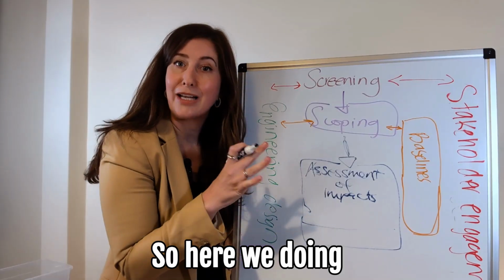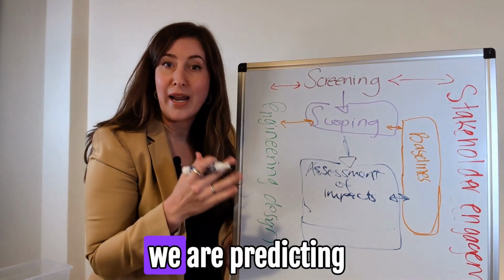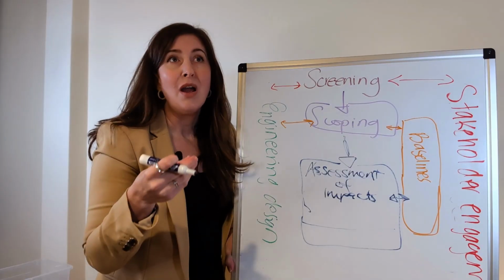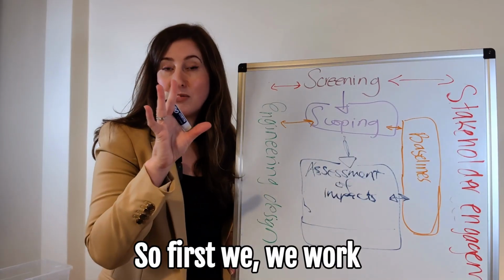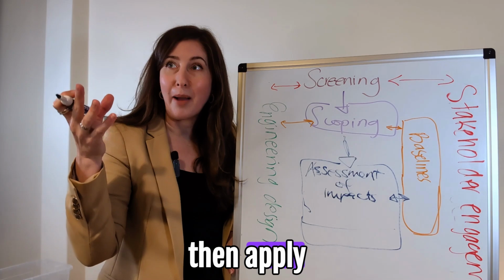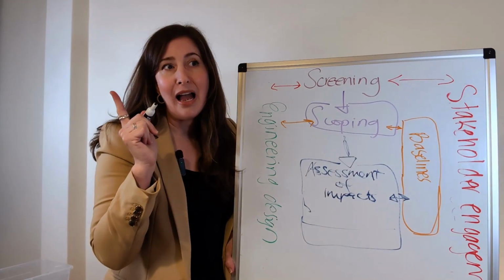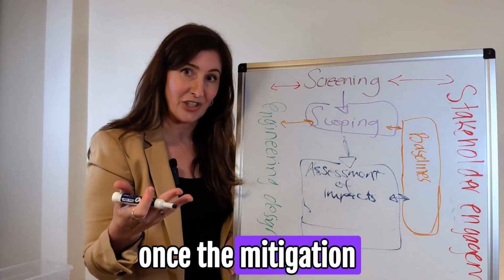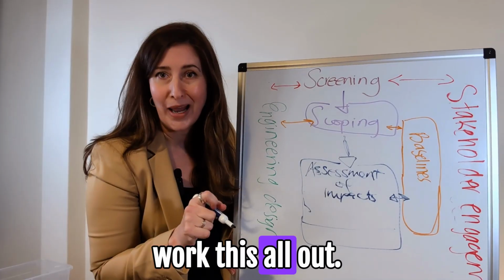So here we are doing the prediction. Based on the information from the baseline, we are predicting what the magnitude of the impacts might be. Usually we're looking at these before any mitigation or controls are applied. First we work out the significance, the magnitude of the impact. We then apply mitigation measures, avoidance and mitigation, using the mitigation hierarchy. After that, we determine what the residual significance will be once the mitigation measures have been applied. So that happens here, us at our desks, trying to work this all out.